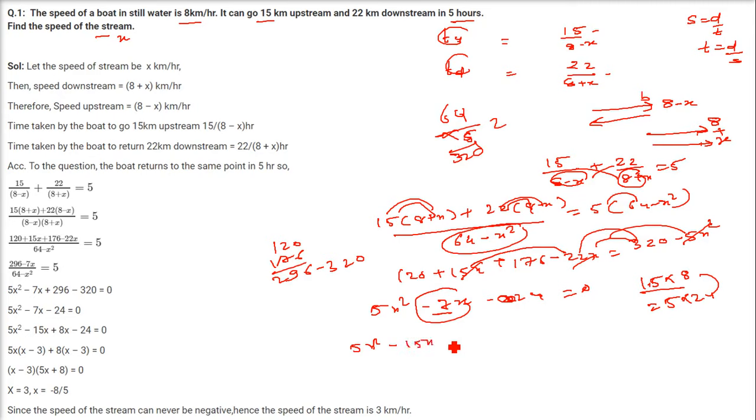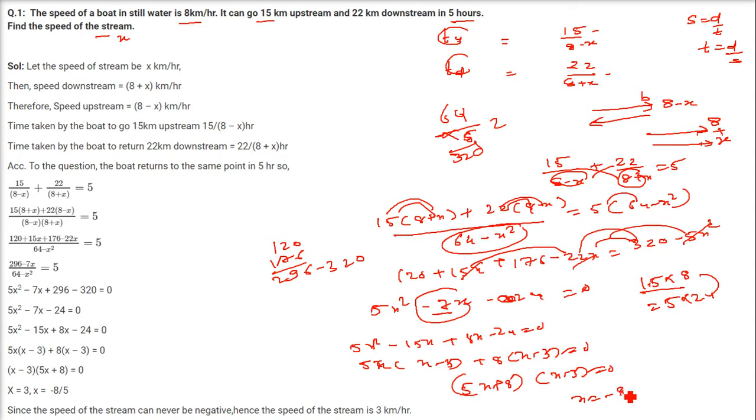5x square minus 15x plus 8x minus 24 equal to 0. We are taking 5x common here, so it will be x minus 3. We are taking 8 common here, so x minus 3 equal to 0. So we get 5x plus 8 and x minus 3 equal to 0. So x will be equal to minus 8 by 5 by this, and x will be equal to 3 by this. But the speed cannot be negative, so we discard this. We only take this one. So this is the speed of the stream, which is 3 km an hour.